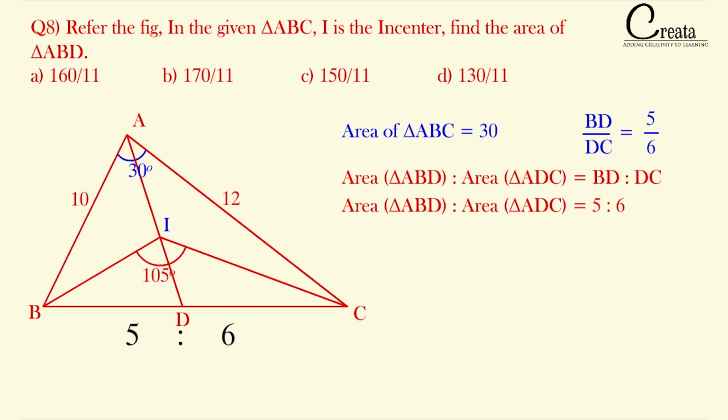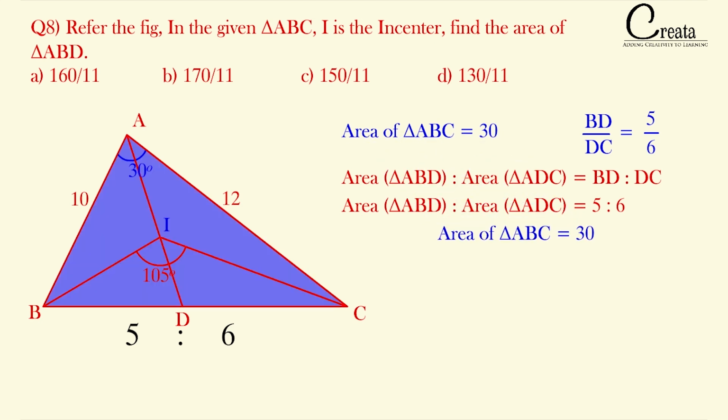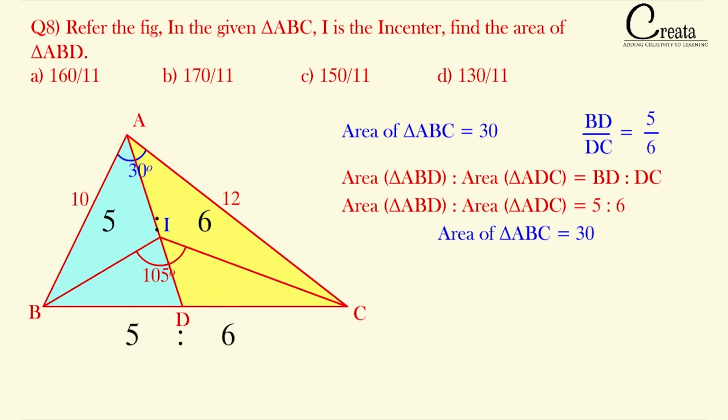And we know the area of the complete triangle ABC is 30. We have to divide the area 30 in the ratio of 5:6. So we got the area of triangle ABD as 5 upon 5 plus 6 into 30. That is 150 upon 11. That is the answer to the question. Got it? We have applied the concept of ratio and proportion. So this is the answer for this question.